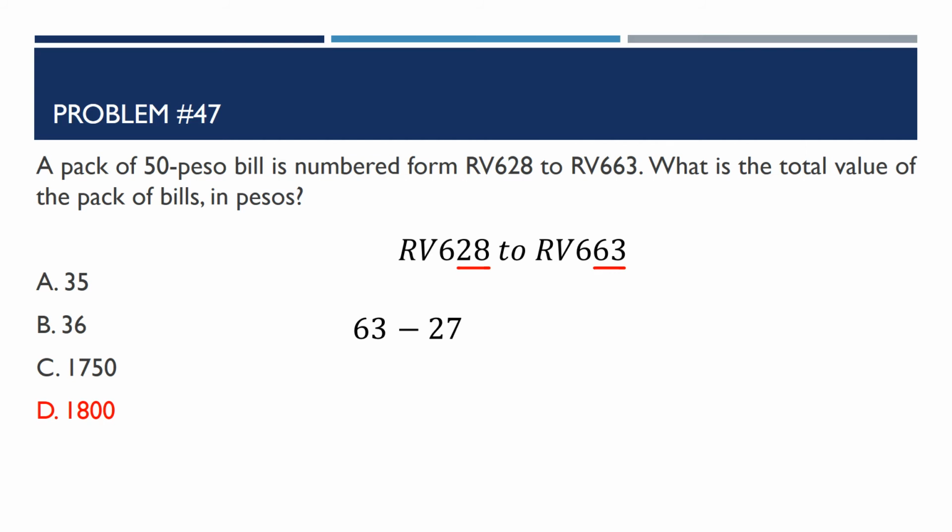The same here, we include counting the 28 up to 63. That's why we don't subtract 63 minus 28, because 28 is part of counting. So it's 63 minus 27, or the number before that. Okay, so it will be 36. That means there are 36 50 peso bills. Then we are going to multiply 50 and 36 to know the value. It's 1,800 pesos.